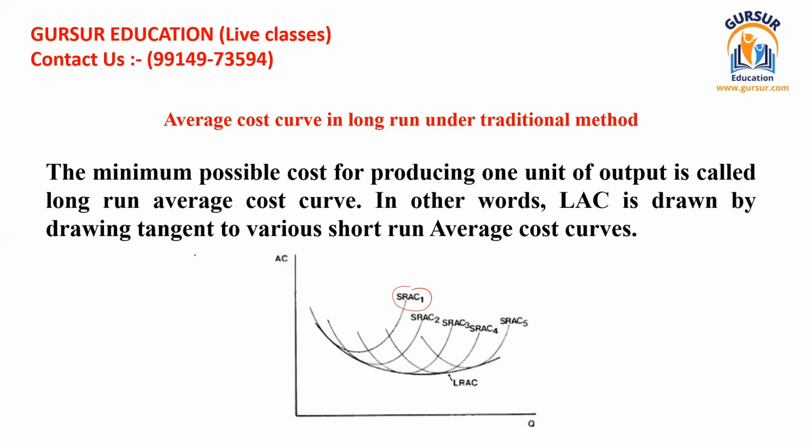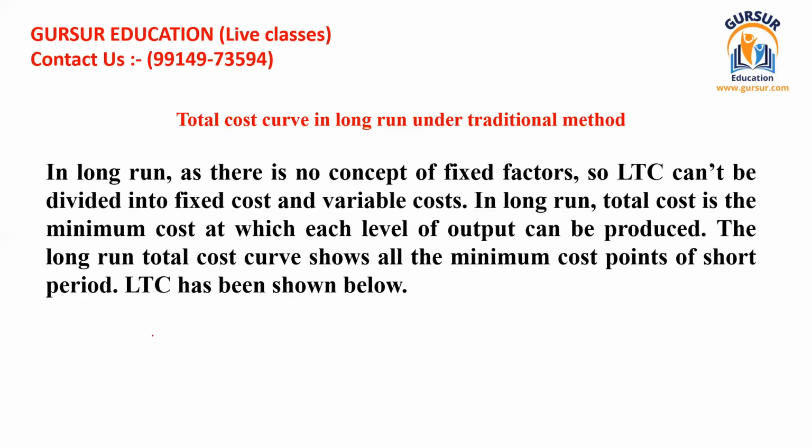So you can see that all the short run average cost curves are tangent to the long run average cost curve. So in this way, we can simply say that on the basis of short run average cost curves, we can easily derive the long run average cost curve. So this is just the sum of all the short run average cost curves. So I hope you have got the idea regarding that. Same is the case for the total cost curve.